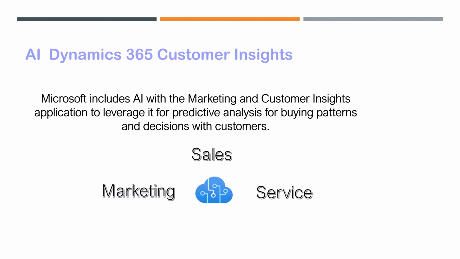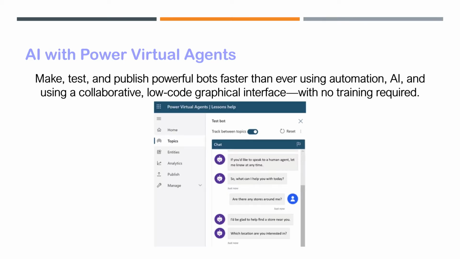And in Customer Insights, that's used with the marketing and some other portions of CRM. And it's used for predictive analysis for buying patterns and decisions with customers. An example would be the customer journey, whereby if somebody is a potential customer and maybe they hit a landing page or have an email inquiry, AI helps us build that journey for that person to take in order to become a customer.